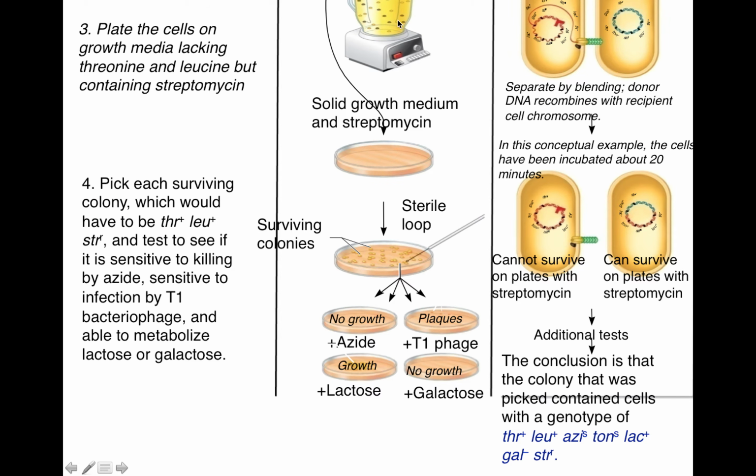Okay, you plate the cells then on solid growth medium with streptomycin, and then you can plate them from this one plate onto a whole bunch of different plates that determine their genotype with respect to azide, whether or not it can grow with T1 phage, and whether or not it can make its own lactose or galactose.